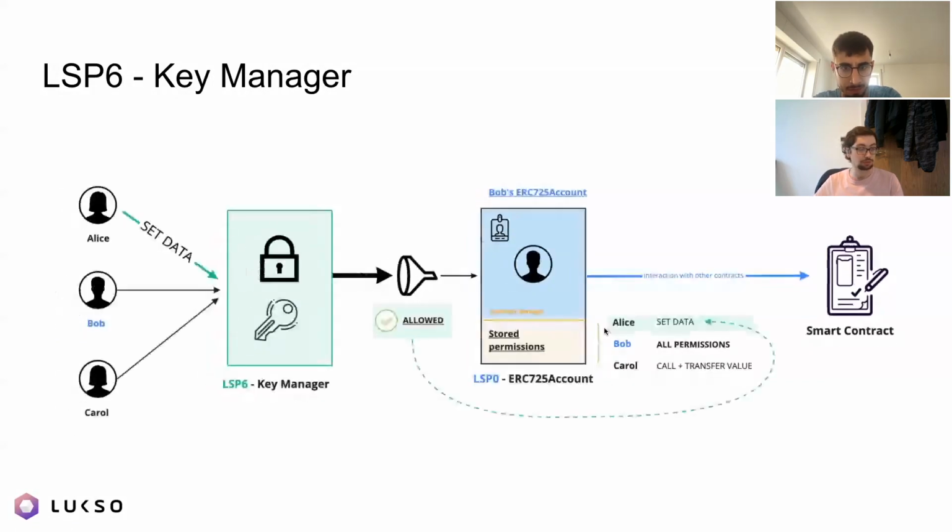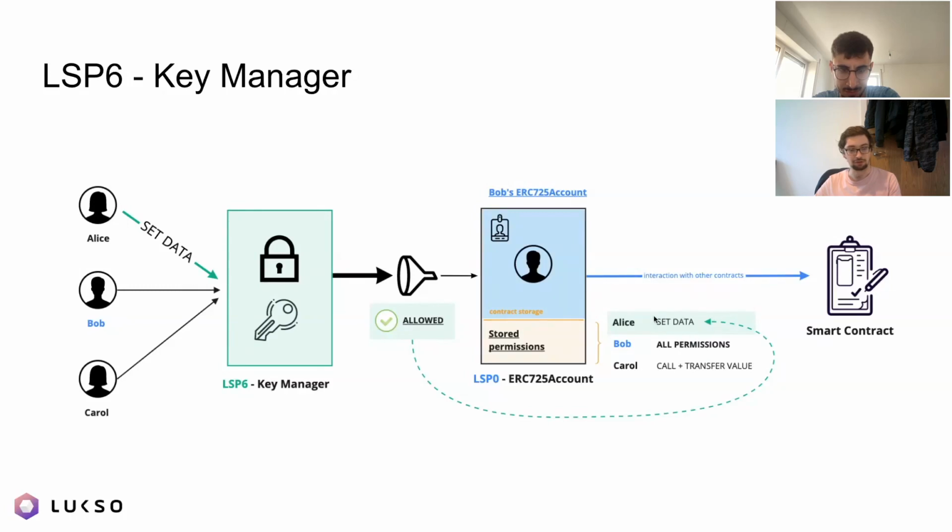And basically how it works is Alice makes an interaction through the key manager to interact with the UP, and the key manager reads the permissions of the address of the user. That can be an externally owned account or a smart contract. It's going to read the permission of this address stored on the account, see what it is trying to do, and based on that compared to the permission it has, it will allow or it will not allow.